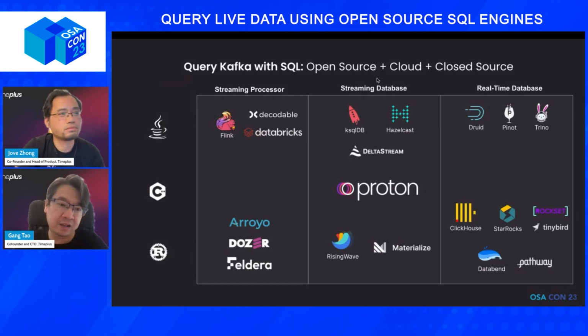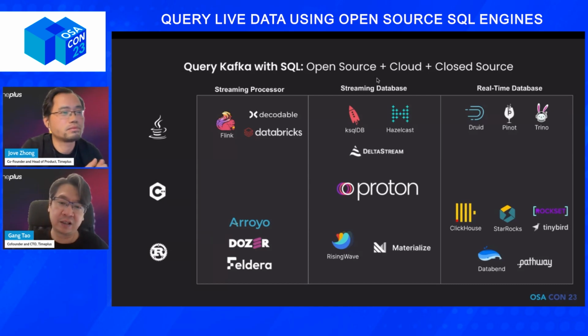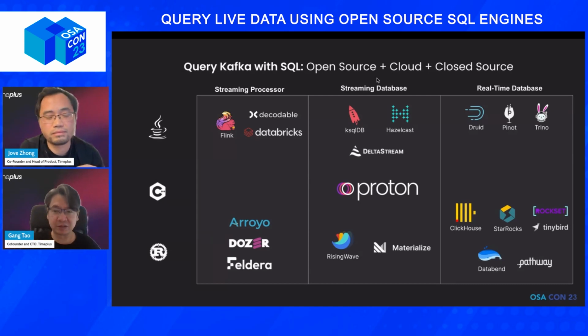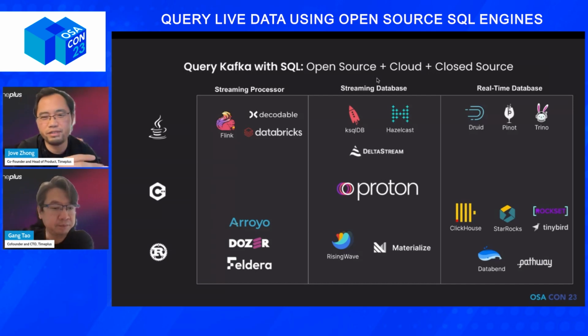Okay, I'll give it back to Jove. Jove may make some summary on all these options, right? You can see there are a lot of options to use if you query open source data on Kafka. Yeah, so compared to the previous logos, I added some other options.